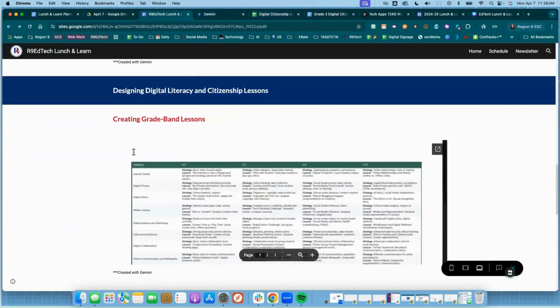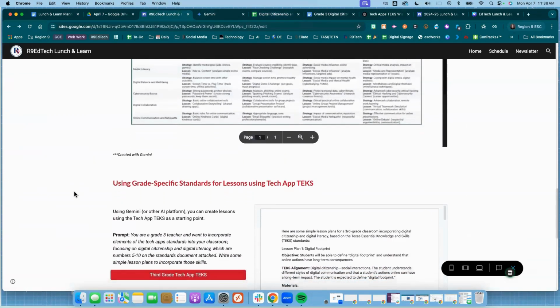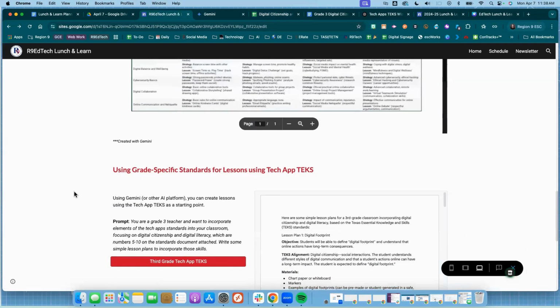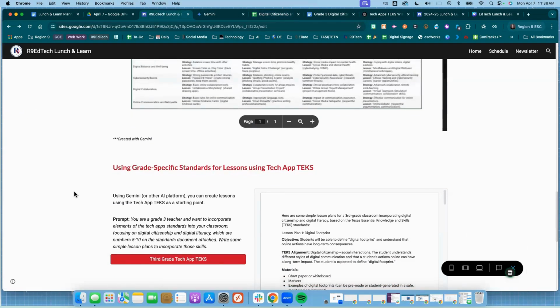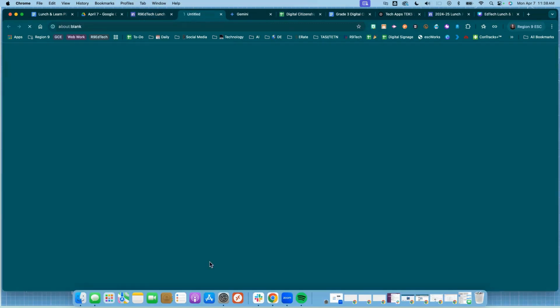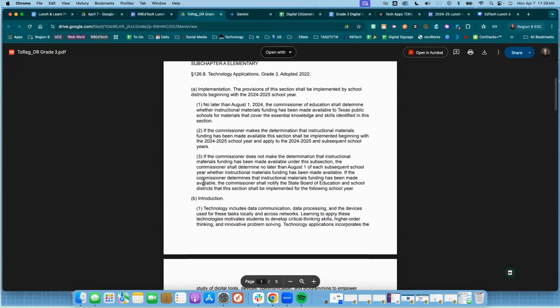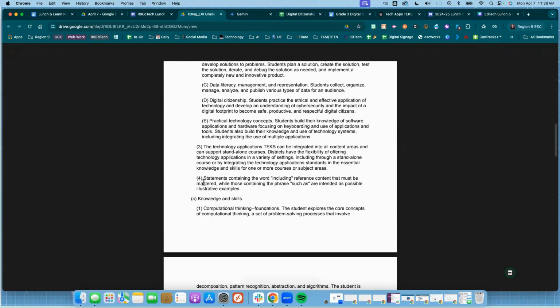So I went in and decided I needed more of a grade-specific lesson. I wanted to utilize the specific standards for one grade level. So I pretended I was a third grade teacher and I pulled up the third grade Tech Apps standards, which I just had in a PDF document. Now, this is all of the Tech App standards, so digital citizenship and literacy are only part of those.